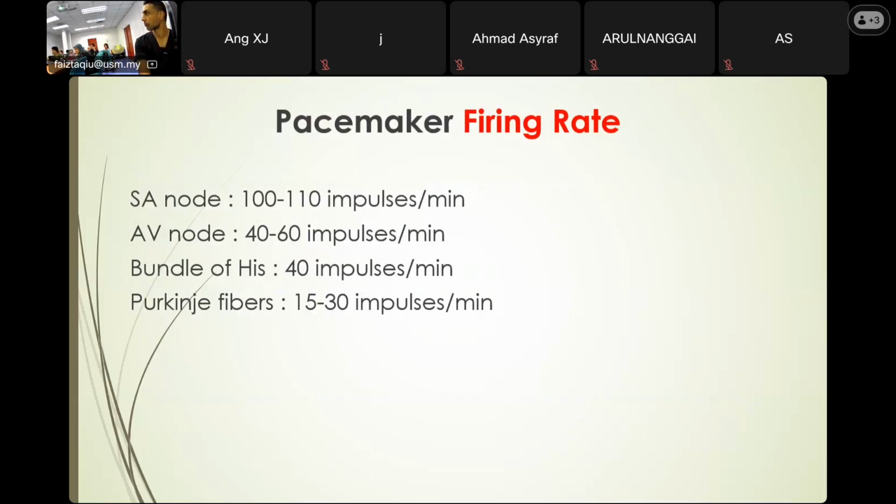Okay, Nur Akma ada? Nur ada? Okay. Nur Akma. Panggil apa awak? Akma. Okay, Akma. So what type of pacemaker do we call it? The AV node, bundle of His and Purkinje fibers. What type of pacemaker? What is the name of that pacemaker? What type of pacemaker?